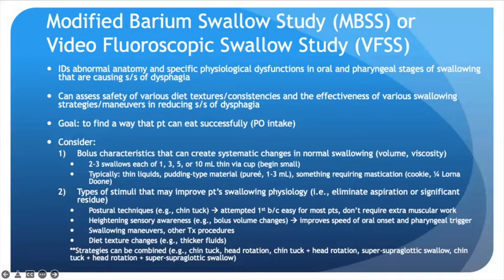And so you could, for example, try chin tuck. You could try head rotation. You could try chin tuck and head rotation together. You could try a supraglottic swallow, a chin tuck plus a head rotation plus a supraglottic swallow. So you can combine these various strategies together just to see what combination is optimal, is the safest.